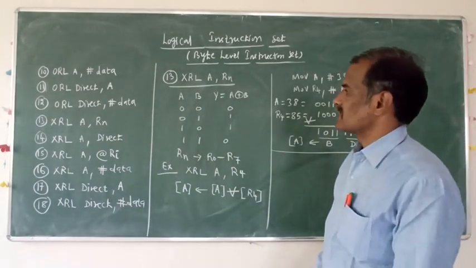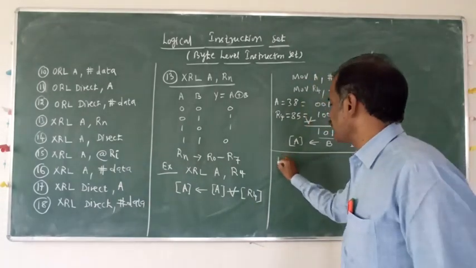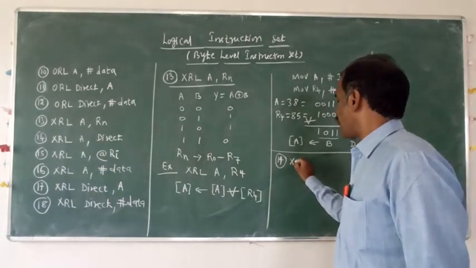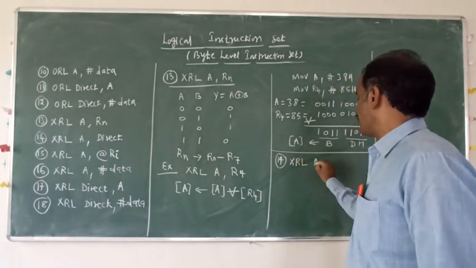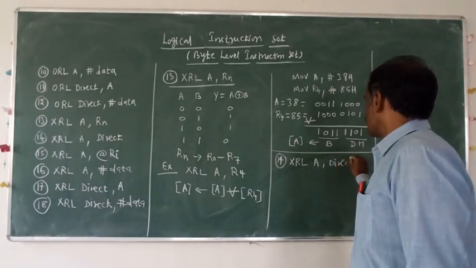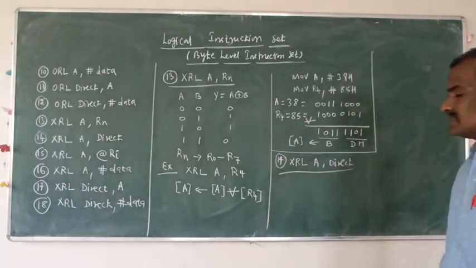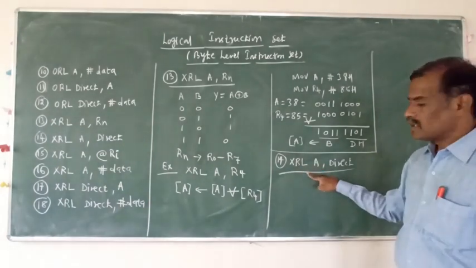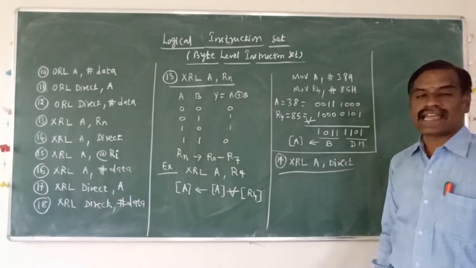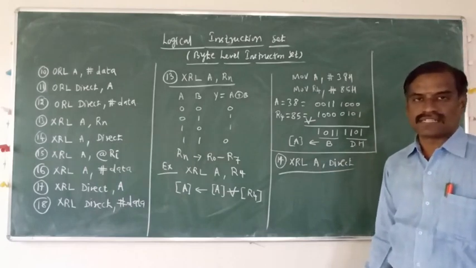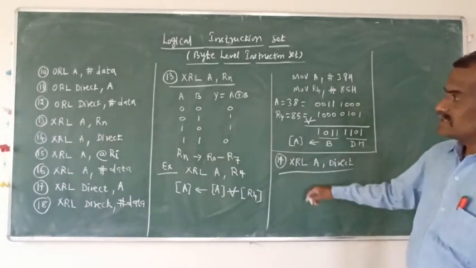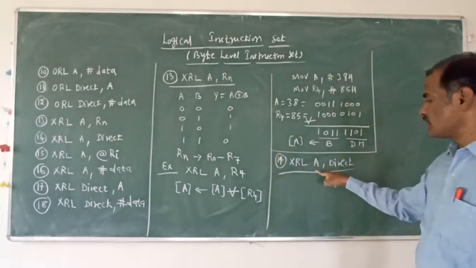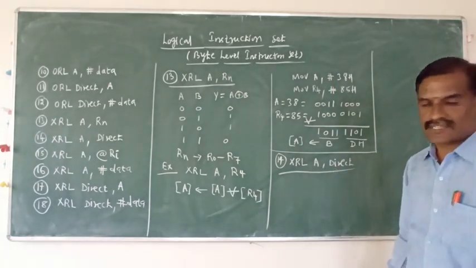Next one, instruction number 14: XRL A, direct. This is also exclusive OR of the accumulator with direct memory address location data. Instruction 13 was exclusive OR of the accumulator with register data. Here it is the accumulator with direct memory address location data.